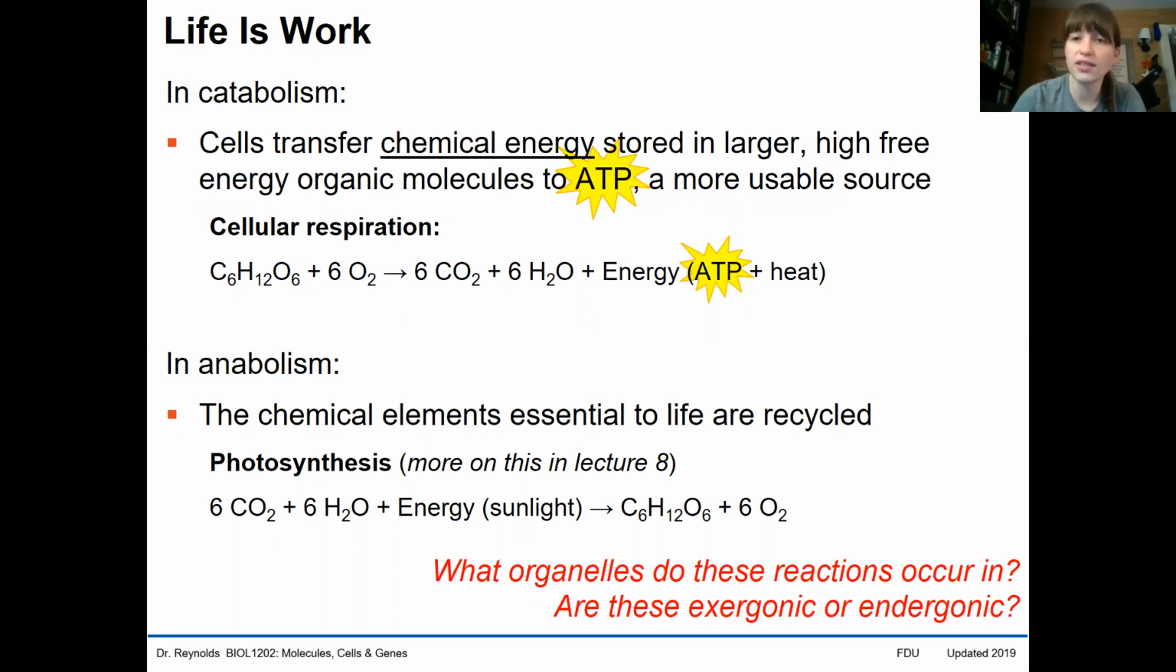Cellular respiration is an example of a catabolic pathway. And we're going to be looking today at how the process of cellular respiration gets from glucose to energy, because it's a very tightly regulated process. Anabolism, which is going to be our next lecture on lecture 8, we're going to use the example of photosynthesis.